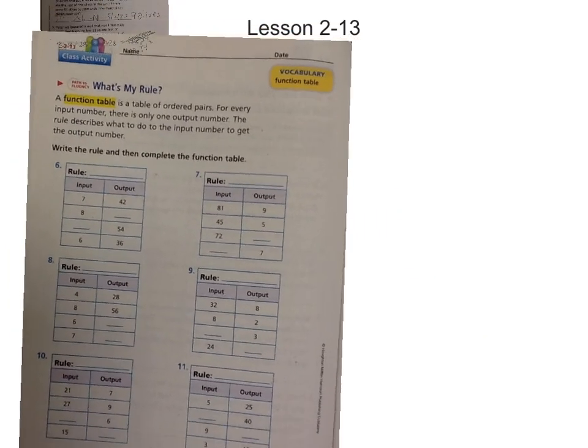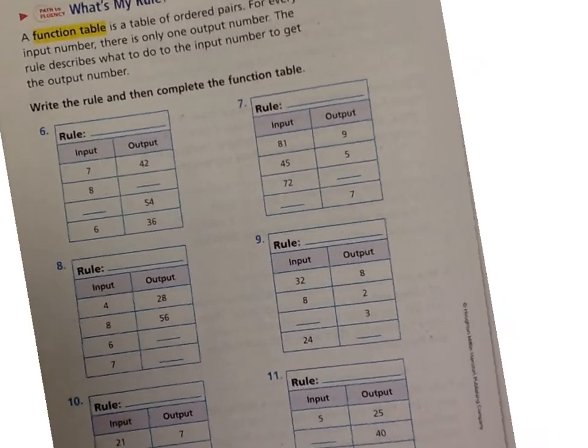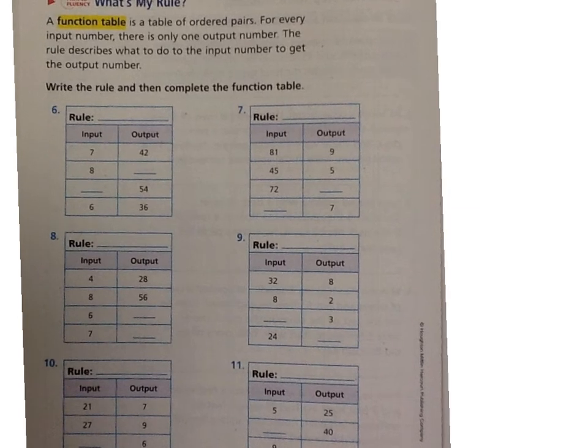All right, so let's turn to the next page. We're talking function machines here. Okay, or function table, sorry. A function table is a table of ordered pairs.